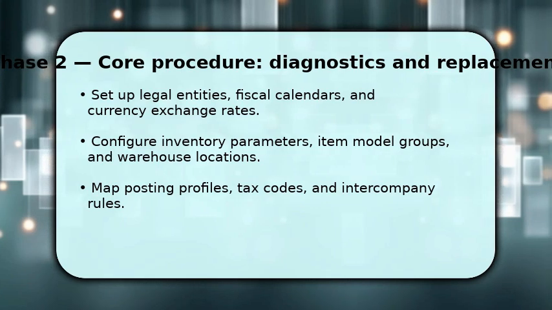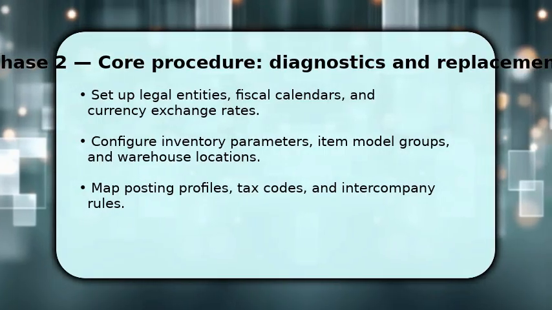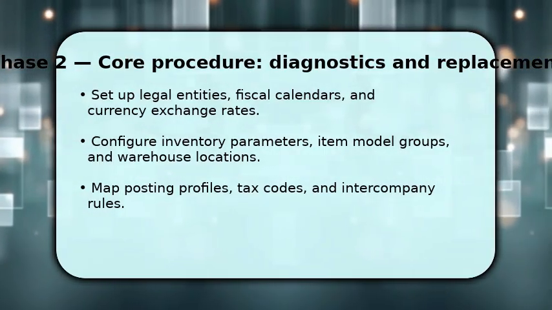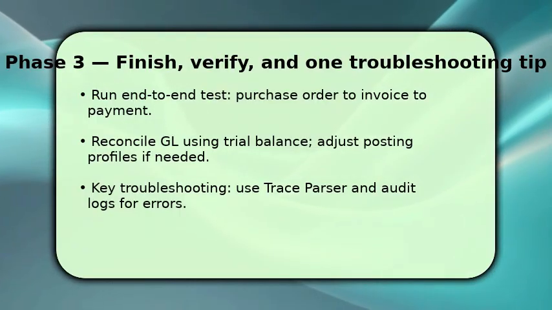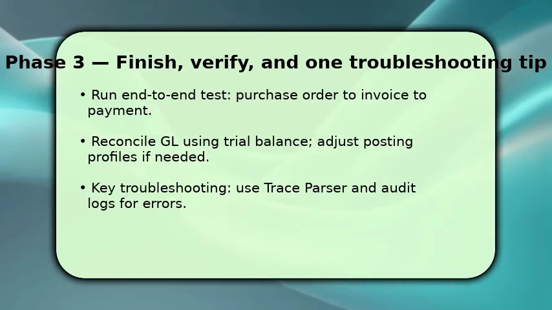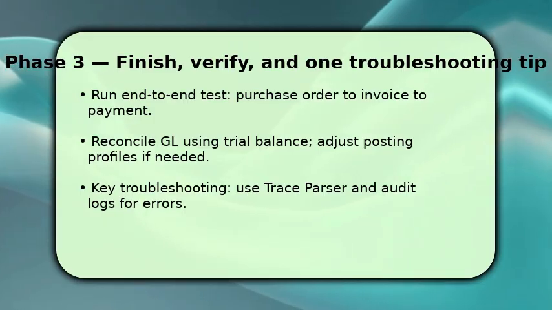As you work, validate with a few sample journal entries and inventory. You finish by executing a complete business flow. Create a purchase order, receive goods, post the vendor invoice, and process payment. Then run the general ledger trial balance and reconcile differences to catch mapping errors or exchange rate mismatches.